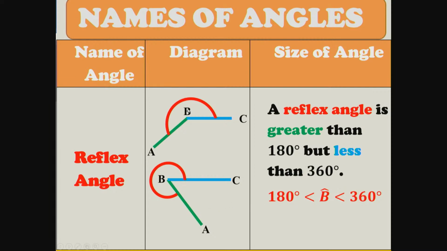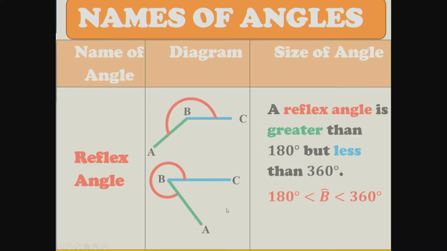Then examples of such angles include 181, which is greater than 180. We can have 200 degrees, which is also greater than 180 degrees but less than 360. We can have 270 degrees. We can have 300 degrees. They are all examples of the reflex angle.